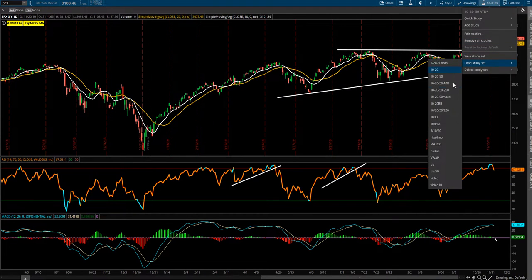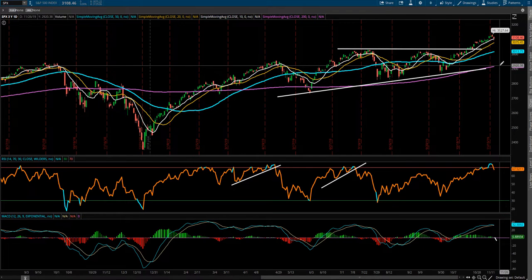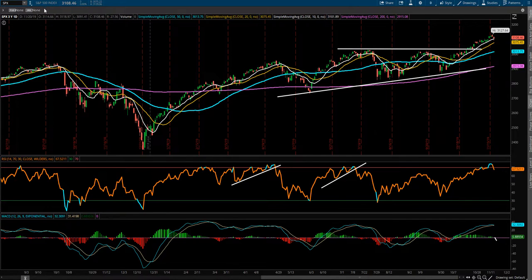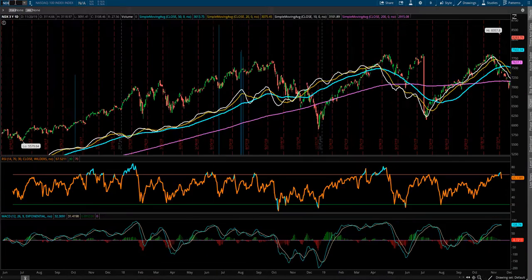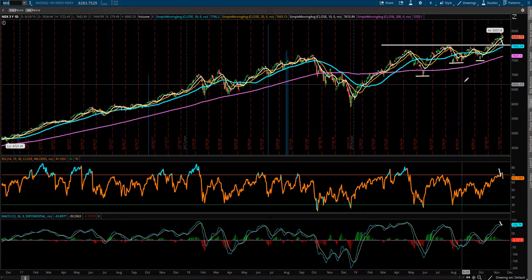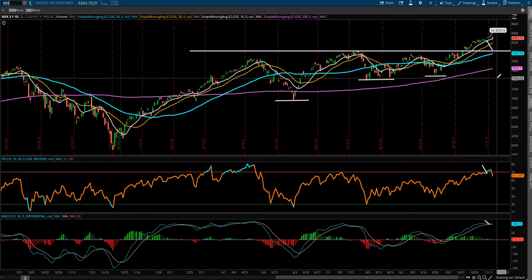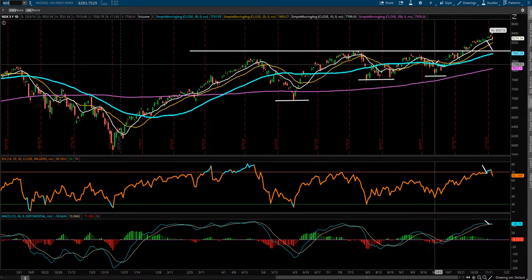If we do look at the way this is set up currently, we're above the 10, the 20, the 50, and the 200-day moving average. All of them are pointed up. That is still a trending upward market, and that is something we have to continue to keep in mind as well. NASDAQ, same type of behavior, same type of action out of RSI, same type of setup on the MACD, same type of setup with the 10, 20, 50, 200-day moving average, all pointing forward.